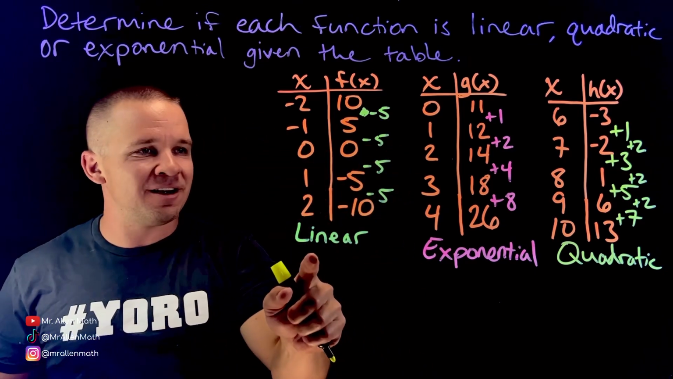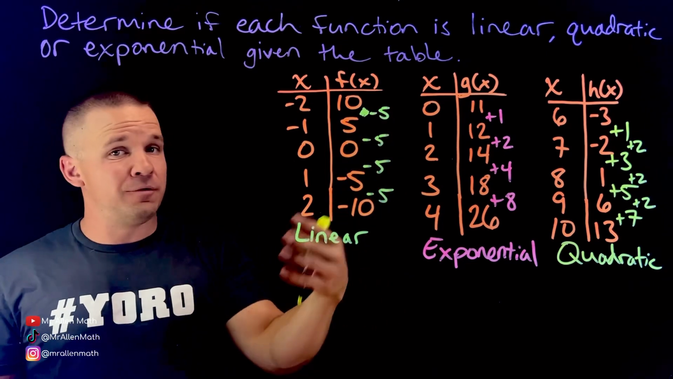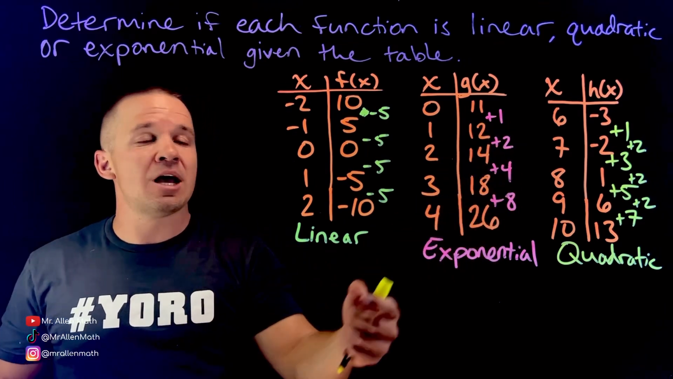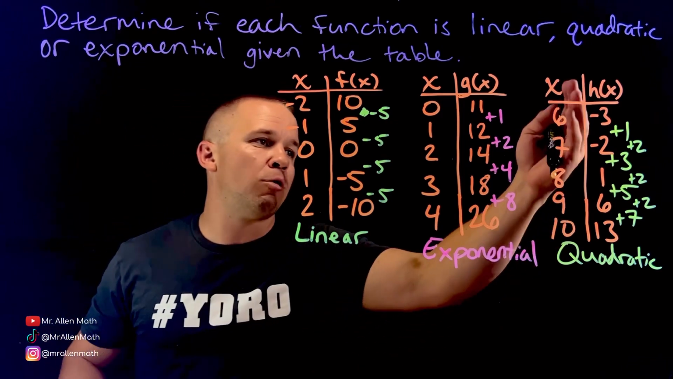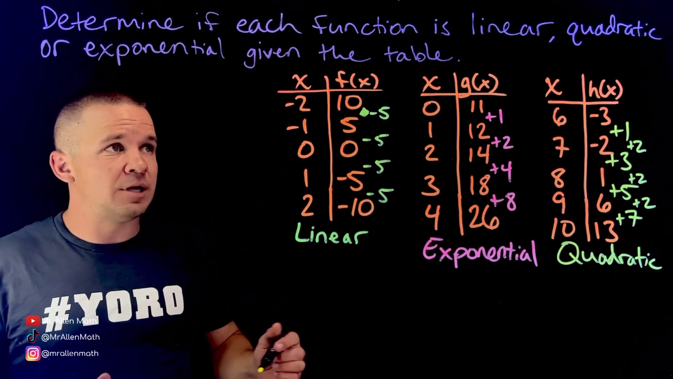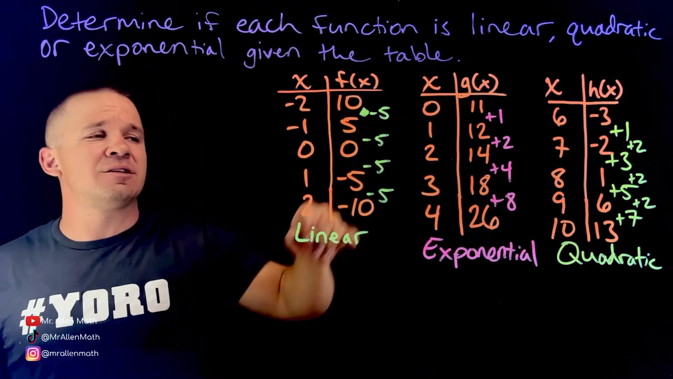All right, there we go. We got linear: the same difference each time. In this case, it was going down by 5. If it was going up by the same number, still linear. Exponential: those differences are doubling in this case. They could also be tripling, or quadrupling. And then quadratic: the second differences are the same. That's all we need for this one. Linear, exponential, quadratic. We answered the question based on these tables.